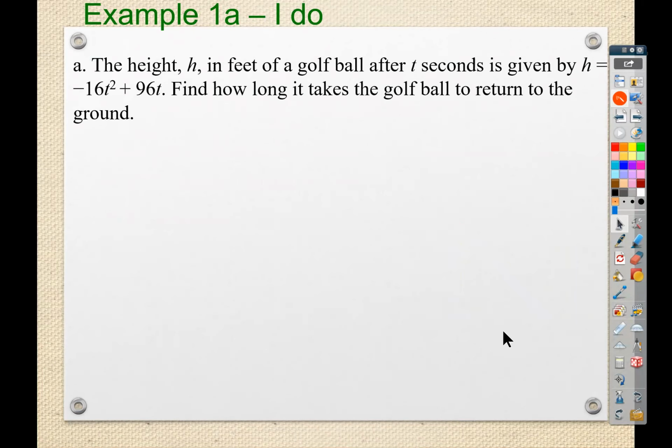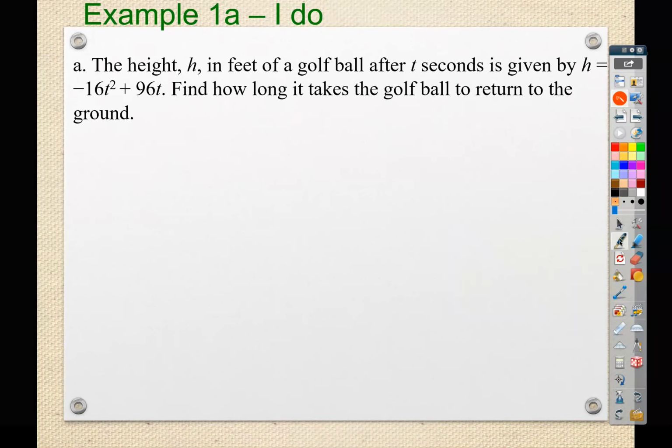All right, example 1a says the height h in feet of a golf ball after t seconds is given by the equation h equals negative 16t squared plus 96t. Find how long it takes for the golf ball to return to the ground. Okay, so on the ground, the height is going to be 0. So I'm going to plug in a 0 for height, and it says how long does it take? So I'm looking for t.